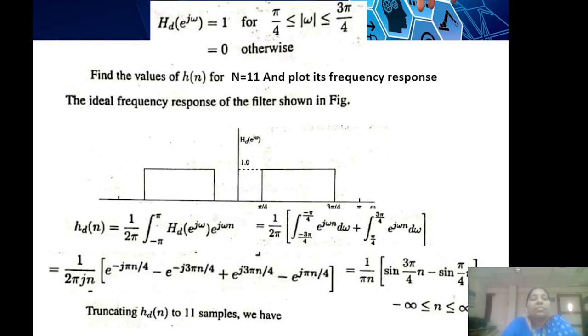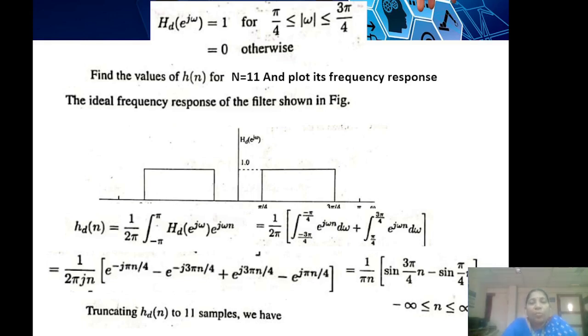Good morning, students. Today's class we are going to study the design of an ideal band pass filter whose frequency response is given by Hd(e^jω) = 1 for π/4 ≤ |ω| ≤ 3π/4, and 0 otherwise. You need to find the values of h(n) for N = 11 and plot the frequency response.